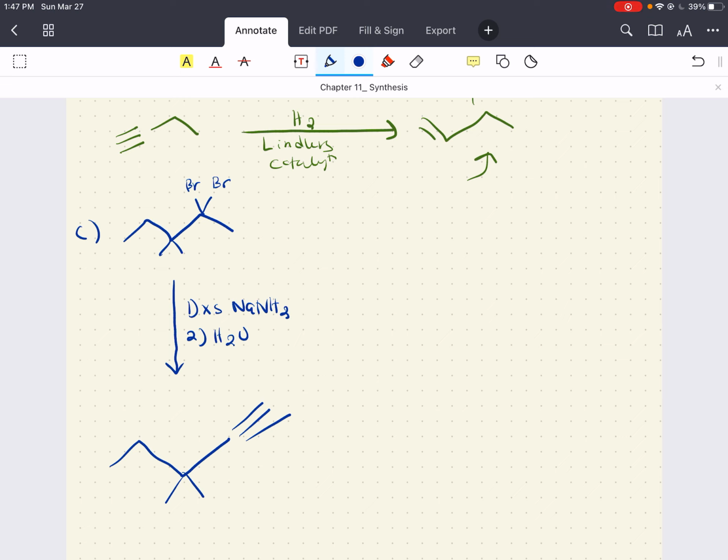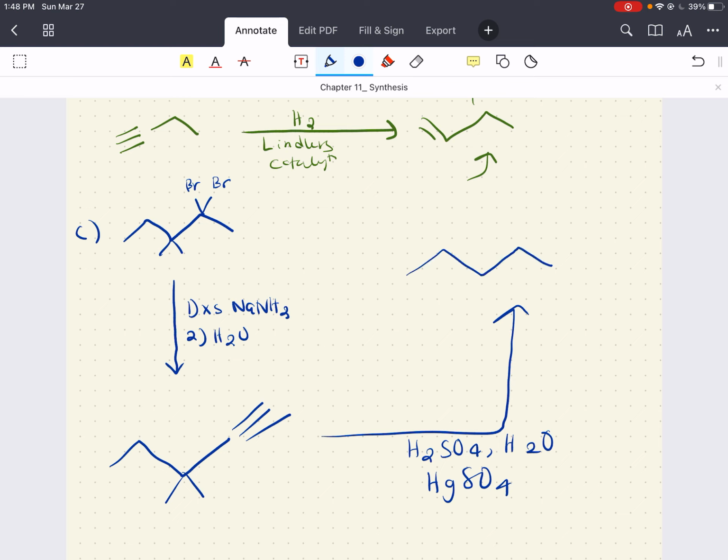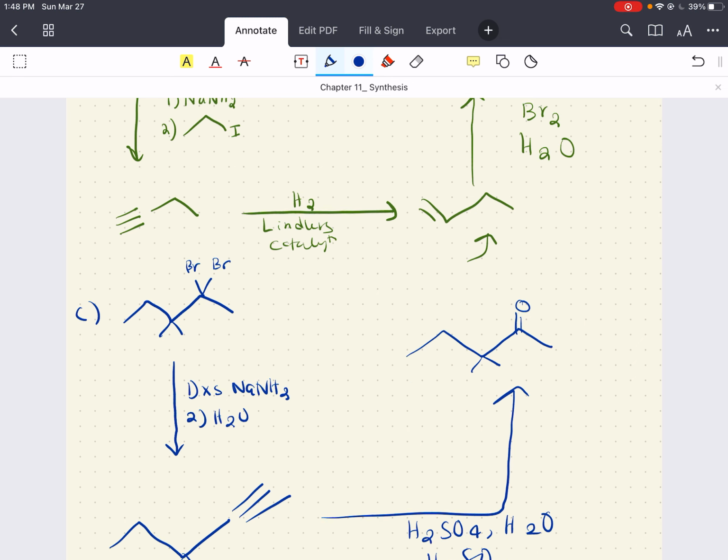And now that we have this triple bond, like we just said, we know how to get a methyl ketone from this. We need acid catalyzed hydration. That means we need sulfuric acid, water, and this mercury sulfate complex. And we can take that triple bond and convert it into this methyl ketone. And that is the synthesis pathway for obtaining that.